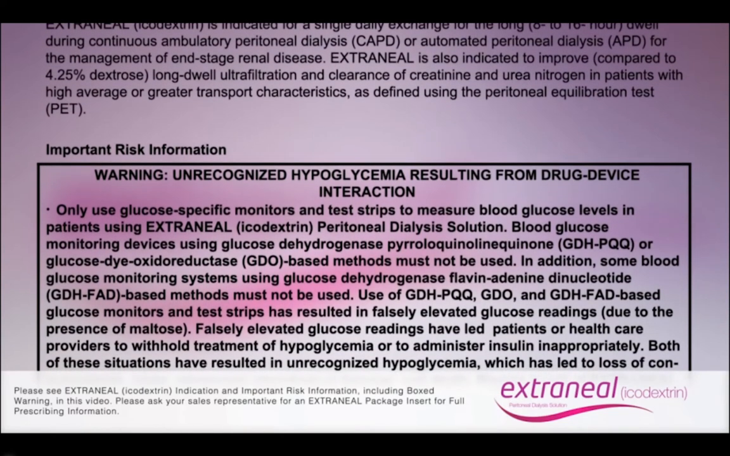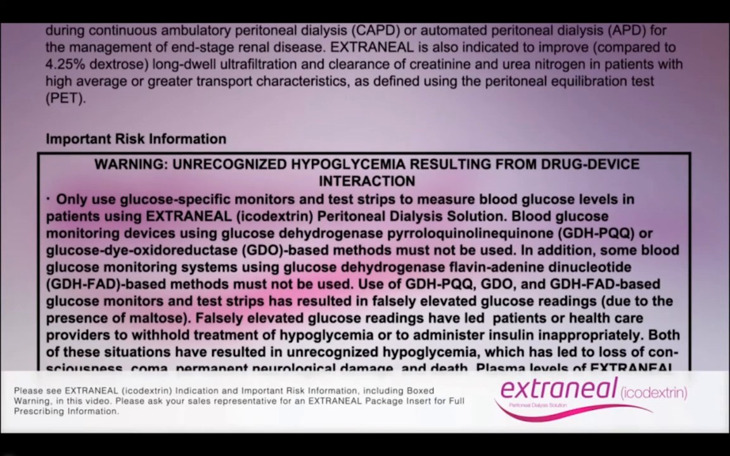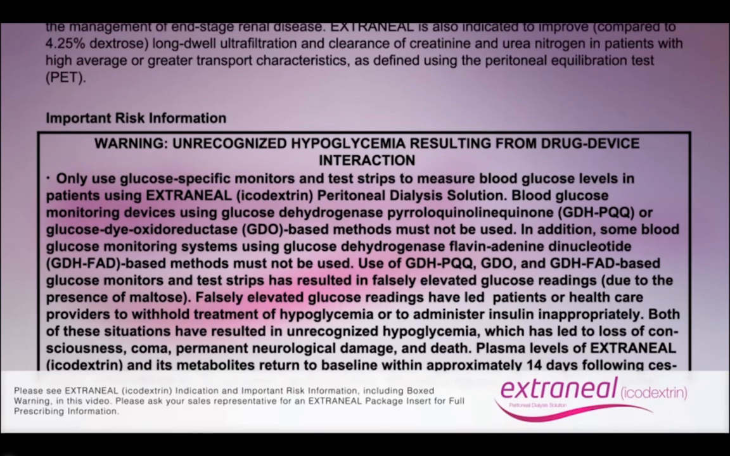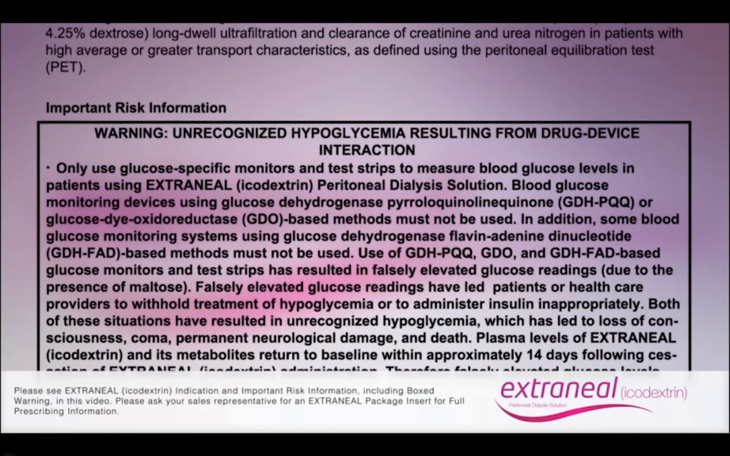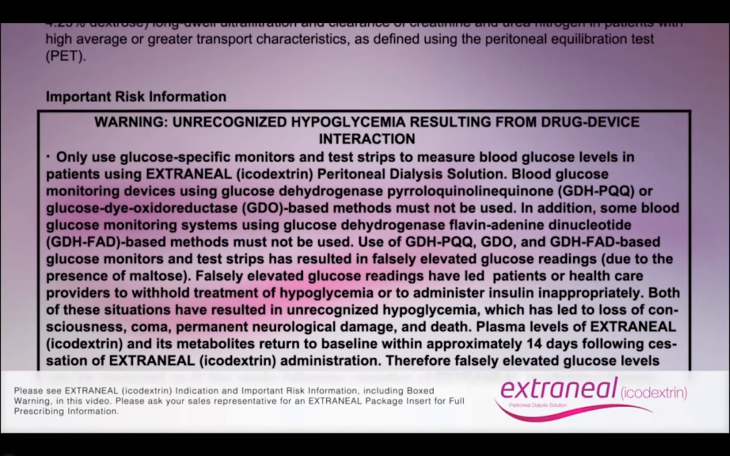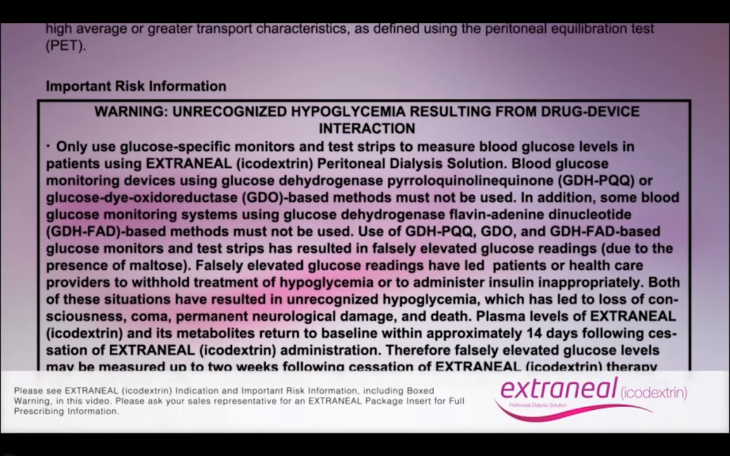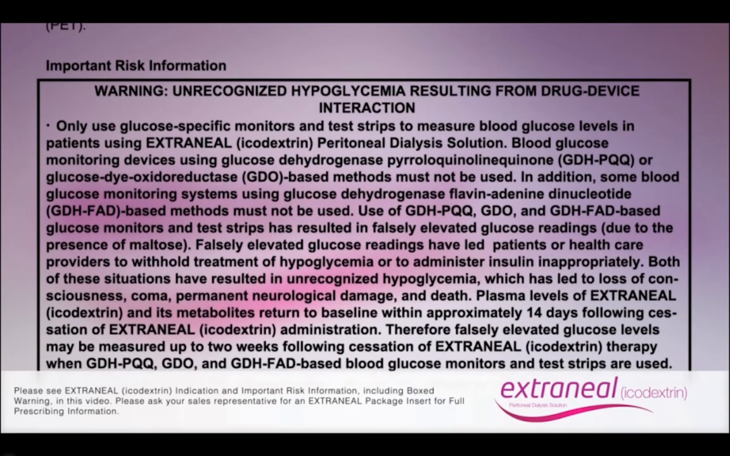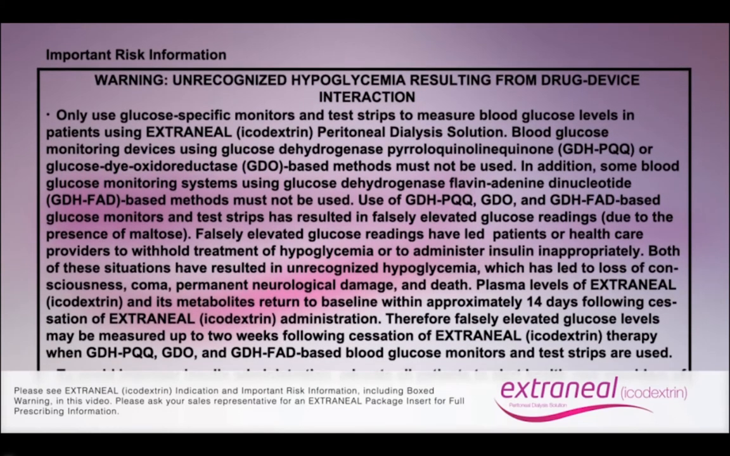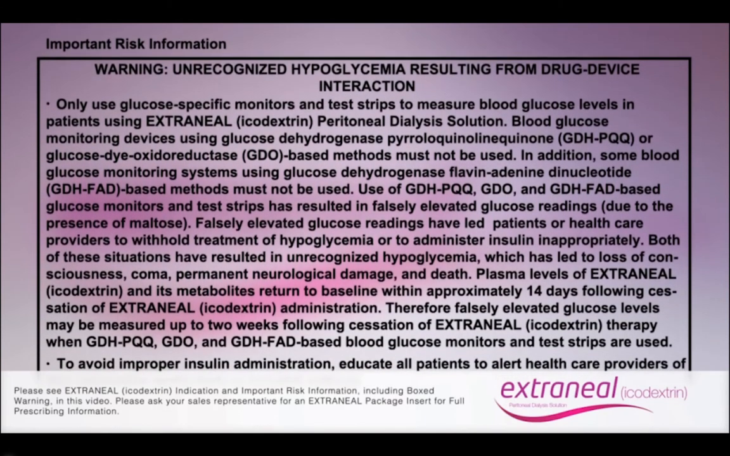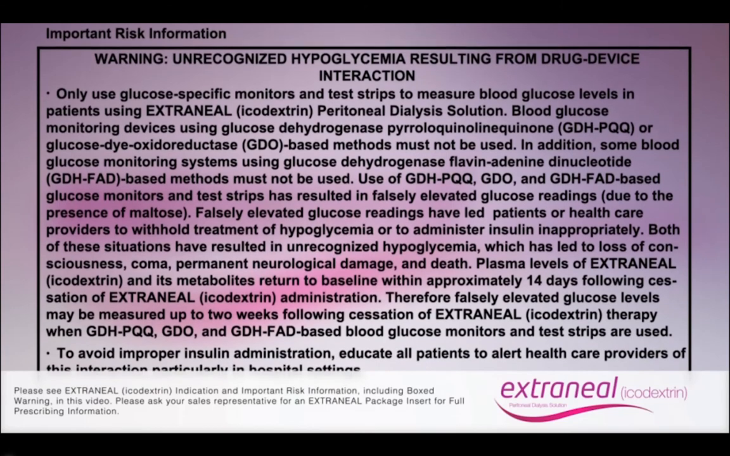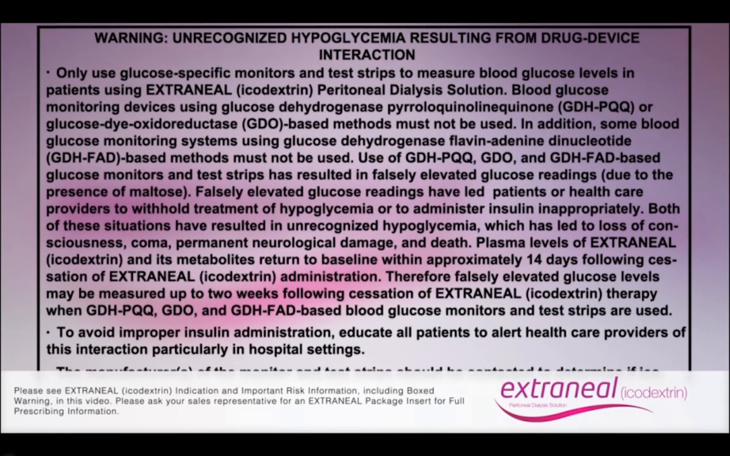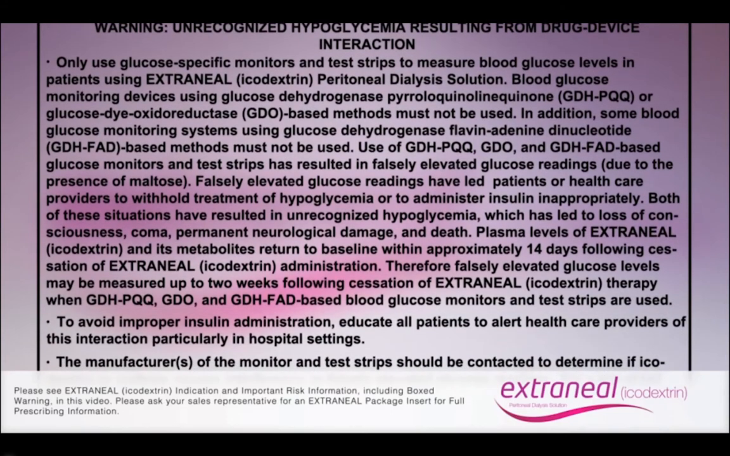In addition, some blood glucose monitoring systems using glucose dehydrogenase flavin adenine dinucleotide, GDH-FAD-based methods must not be used. Use of GDH-PQQ, GDO, and GDH-FAD-based glucose monitors and test strips has resulted in falsely elevated glucose readings due to the presence of maltose. Falsely elevated glucose readings have led patients or healthcare providers to withhold treatment of hypoglycemia or to administer insulin inappropriately. Both of these situations have resulted in unrecognized hypoglycemia, which has led to loss of consciousness, coma, permanent neurological damage, and death.